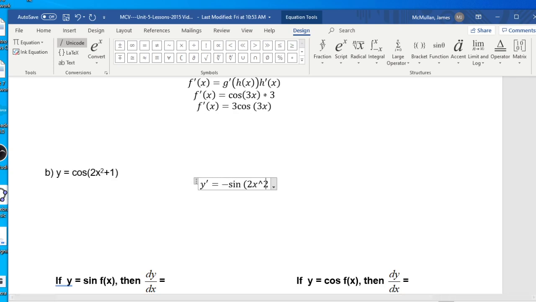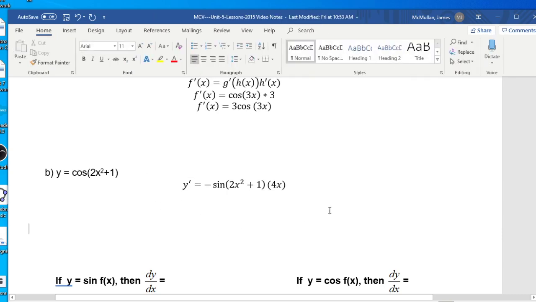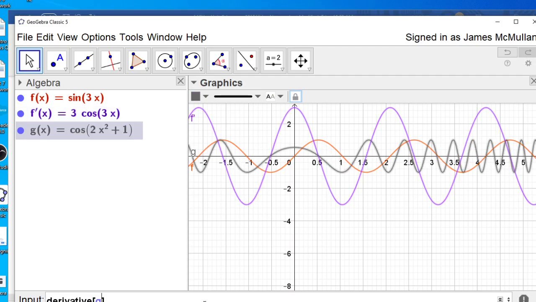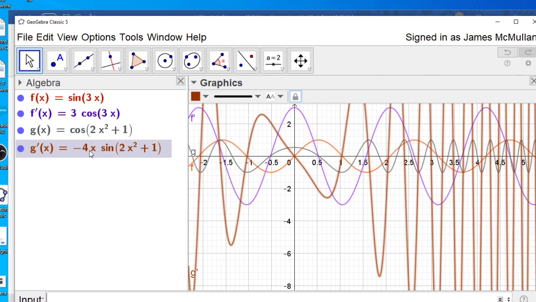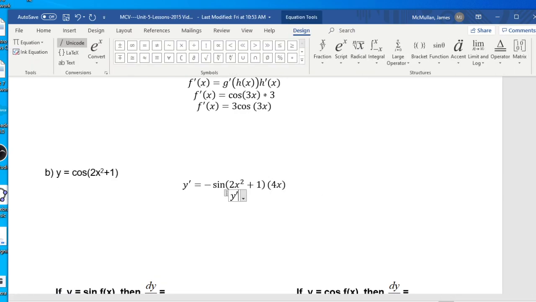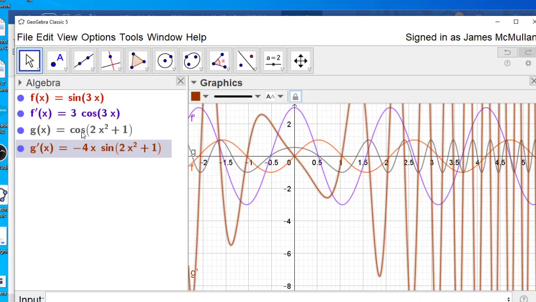Okay, now I copy the argument exactly as it was, and now I multiply it by the derivative of the argument. Okay, again, let's check this one. So cos of 2x squared plus 1, take the derivative of g, I get negative 4x, which is what I have. Of course, I wrote it a bit differently, but let's write it the way they wrote it. Negative 4x times sine of 2x squared plus 1. Okay, and that's what GeoGebra is saying as well, sine of 2x squared plus 1.